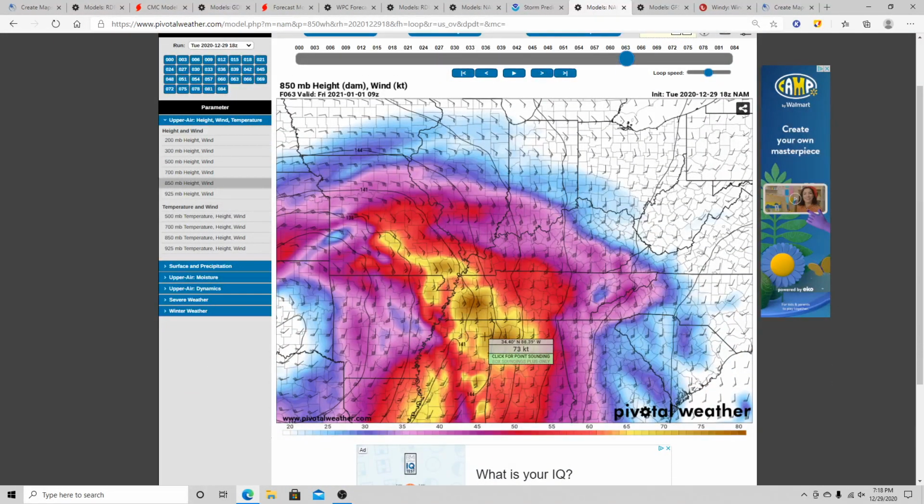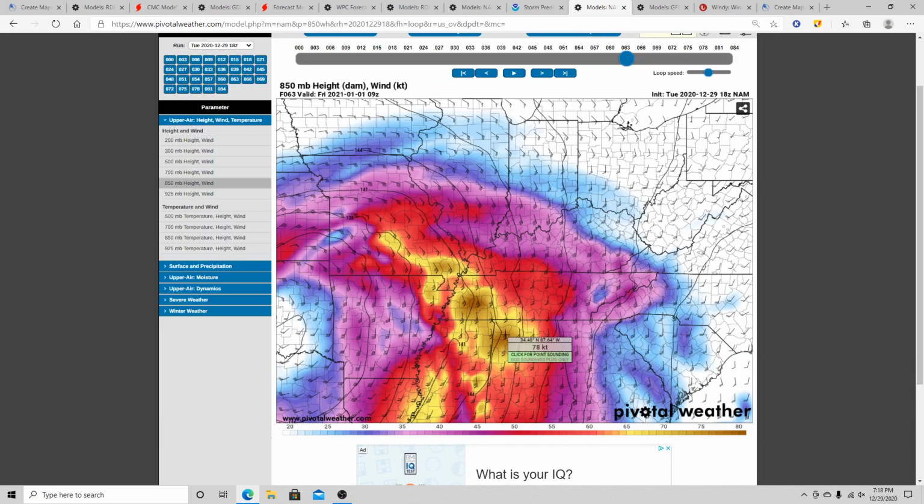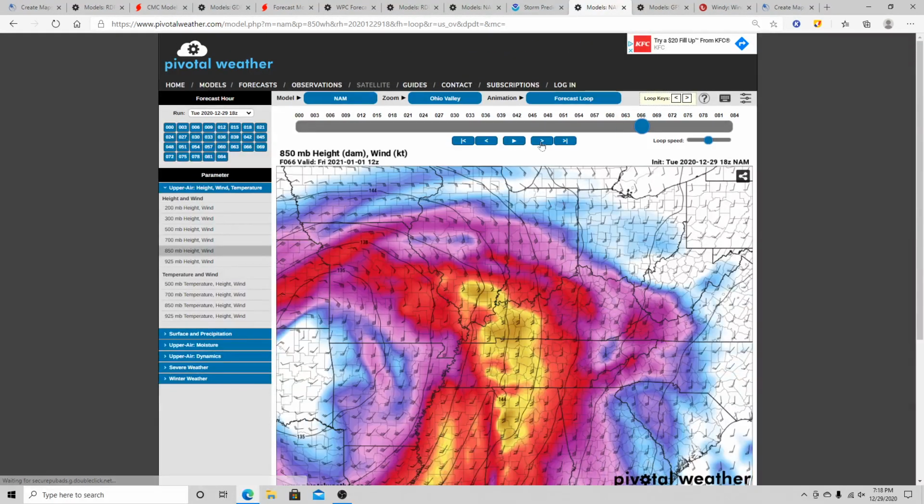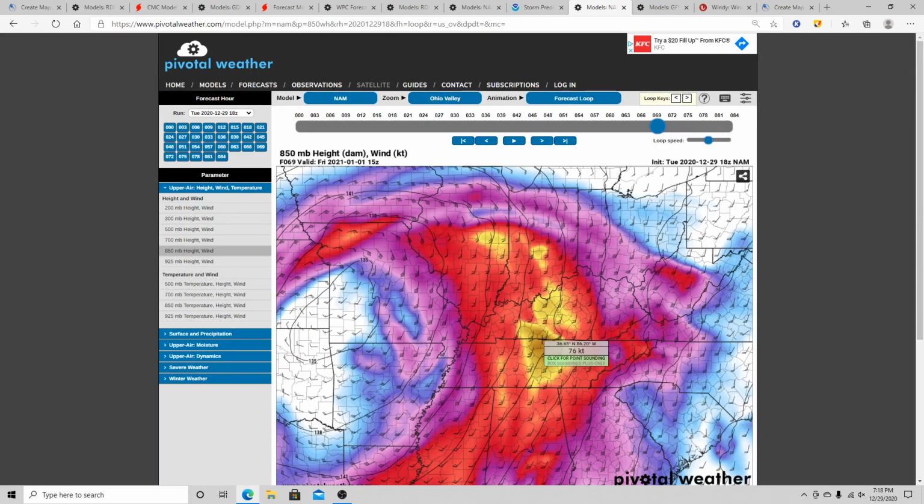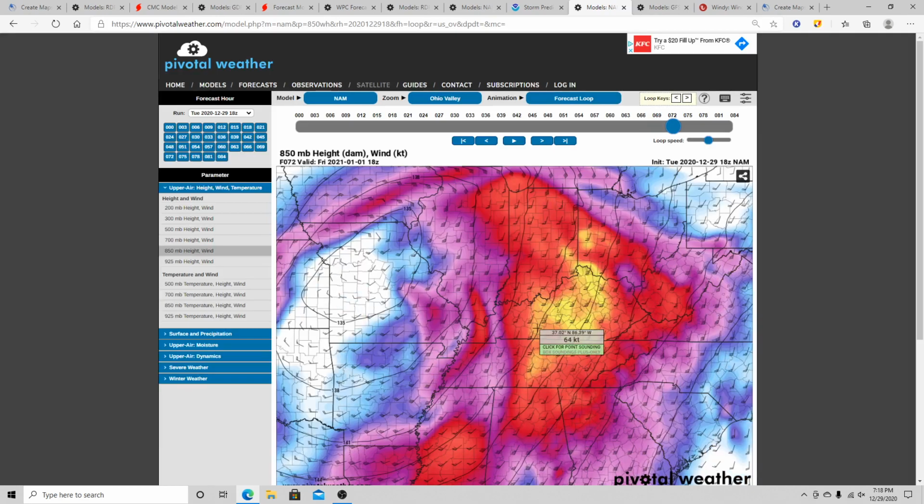I mean, this level of a jet's pretty strong. You got as high as 82 knots. That's equivalent to 85 to 90-mile-an-hour winds there from the low level jet. And keep in mind, this is not surface winds. That'd be ridiculous. And you can see here's your cold front right here.